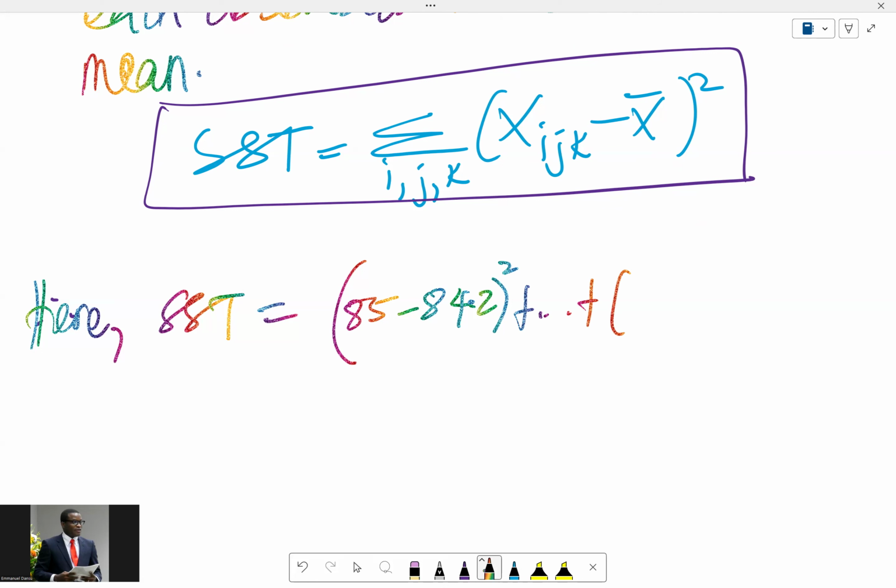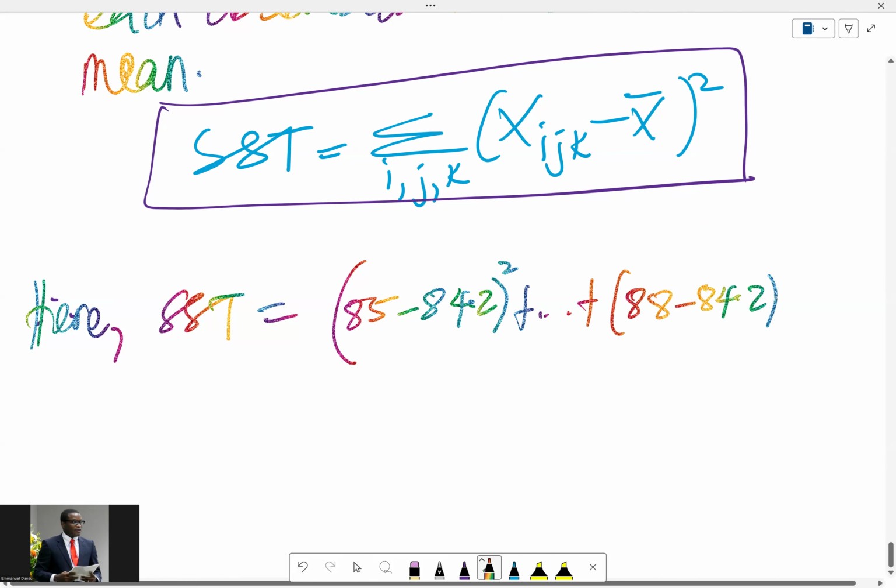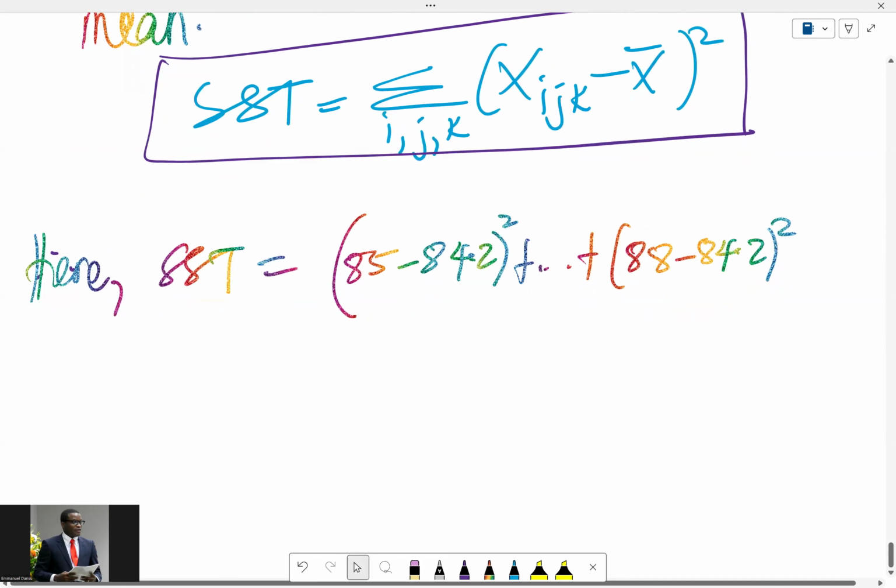So 85 minus 84.2 squared, plus the next will be 88 minus 84.2 squared. That is that. Of course, there are things in between that I've skipped. I've skipped 4 in between. So I'm just taking the first of each combination.